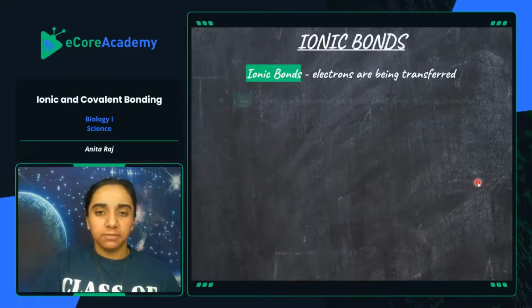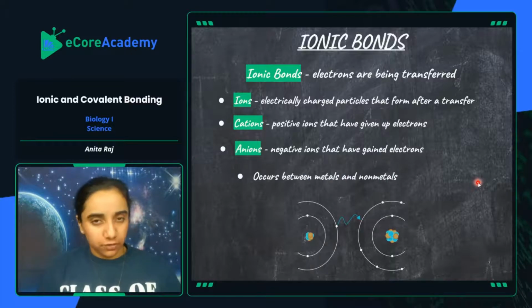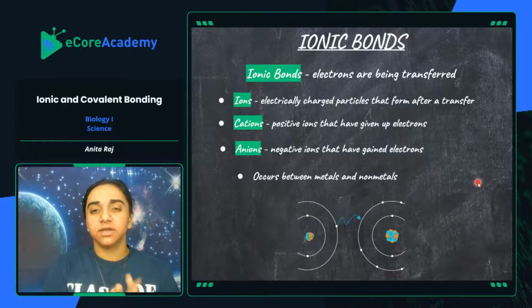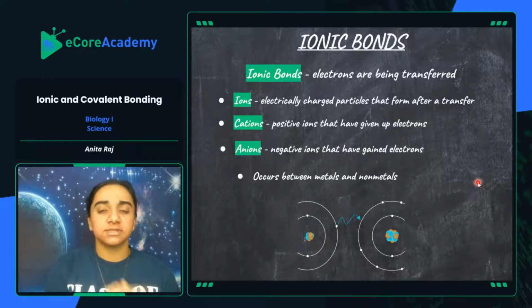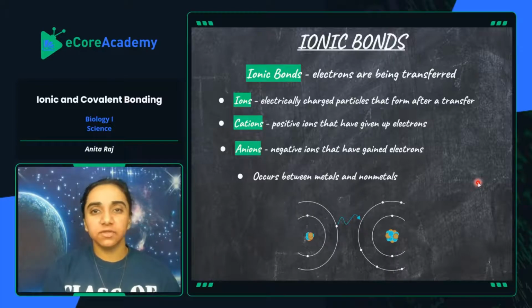Let's talk about ionic bonds. Ionic bonds are where electrons are being transferred. So they're not being shared necessarily. One atom is giving an electron up, and another atom is accepting that electron. So electrons are being entirely transferred. So think of it this way.